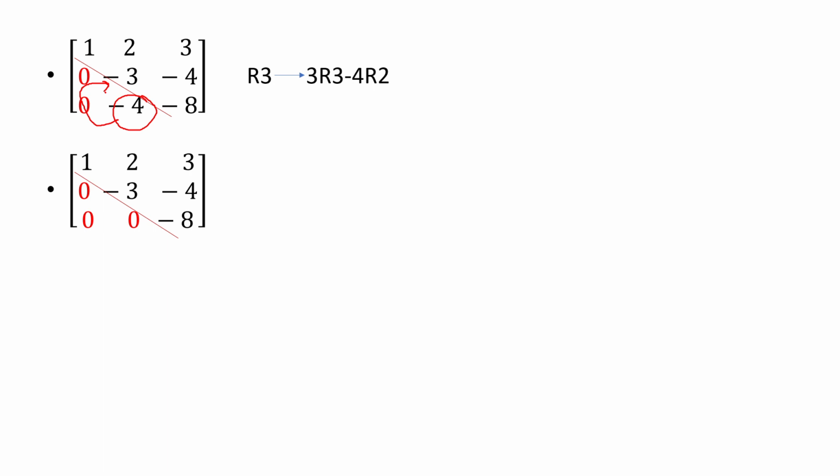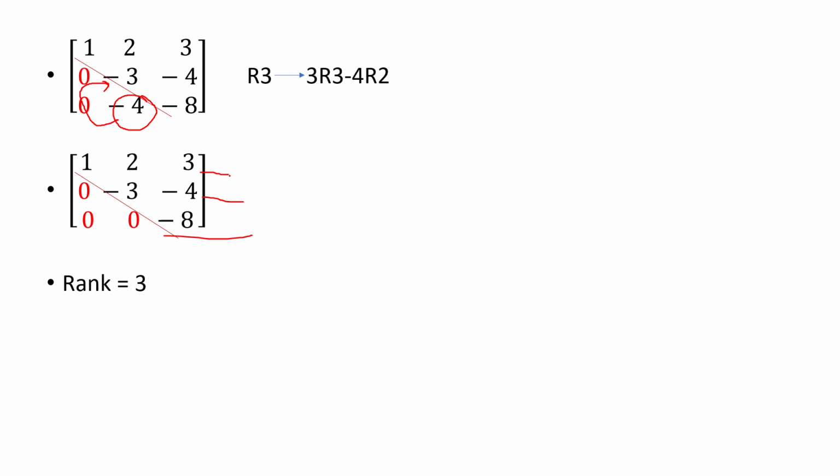Okay friends, now tell me how many non-zero rows are present? A non-zero row is one in which at least one of the elements must be non-zero. In this matrix, 1, 2 and 3, we are having 3 non-zero rows, and the rank is 3.